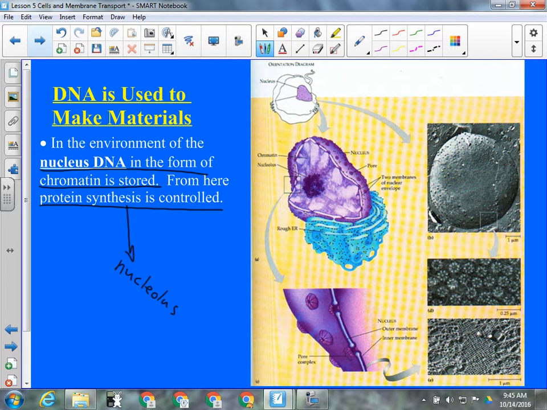Right, so looking at this picture here, we've got the artist's conception of what these look like on the left, and then these are electron microscope pictures of the nucleus on the right at various magnifications. So the nucleus looks like this, and we can see that it's got little bumps all over it, and it does. Those little bumps are the nuclear pores. They're basically little openings, just like the pores in your skin, that DNA can get in or out of the nucleus through. Nothing gets through the membrane of the nucleus.